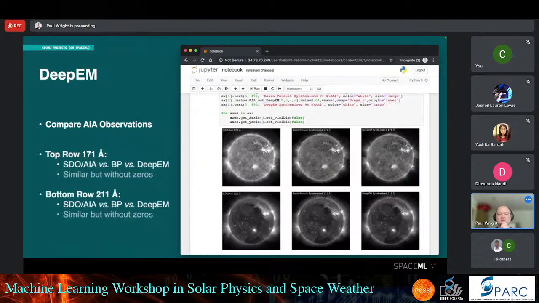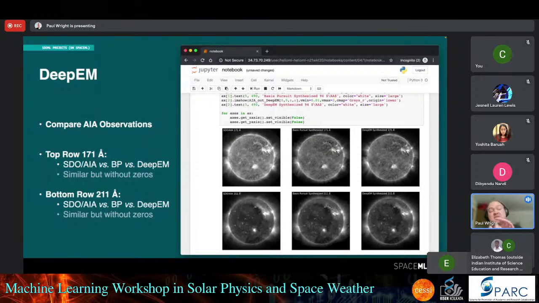So what do these look like, right? We would hope that each row would be identical. The top row is the 171 angstrom, which is pretty isothermal, around 1,000,000 Kelvin. On the left are the SDO AIA observations. The middle row is BASISPURSUIT, the code that we're trying to replicate with DEMT, and on the right is DEMT. We see that these are similar. So BASISPURSUIT is very similar to the DEMT solution.